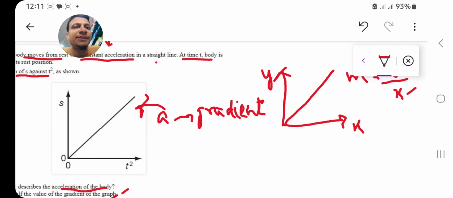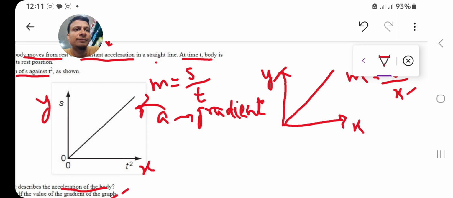Likewise the same here. If we come to this graph, we will say that the gradient of this graph is y upon x, where y is s and on the x-axis it is t square. So in place of y we will write s, and in place of x we will write t square. So this will be the gradient of this graph, but we need to relate this s upon t square with acceleration, and then we can say whether acceleration is half, double, equal to, or reciprocal of the gradient.